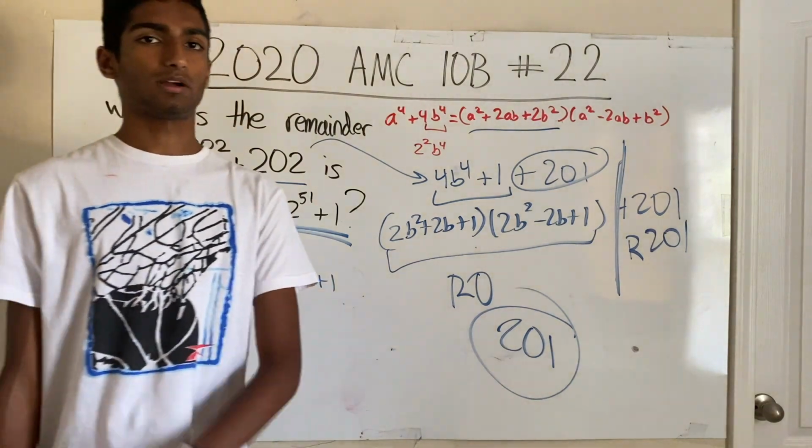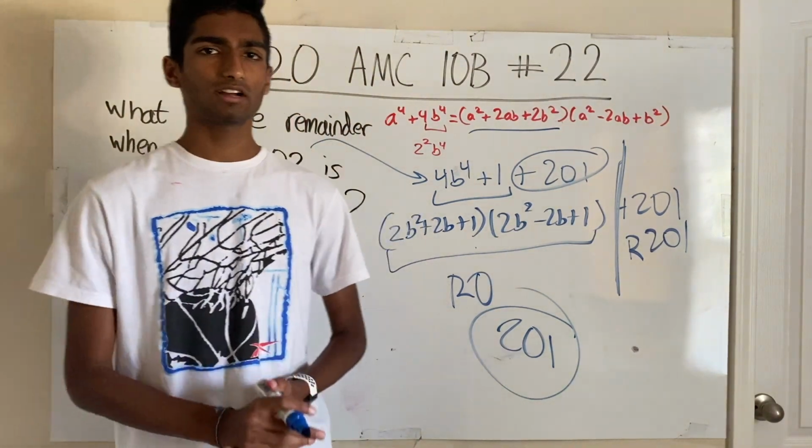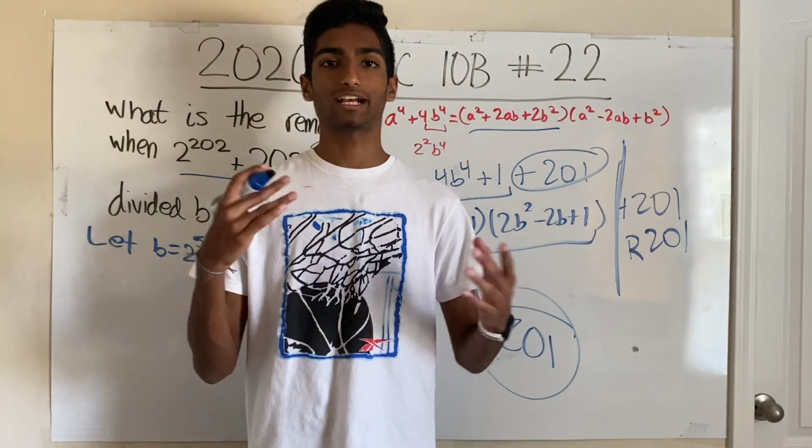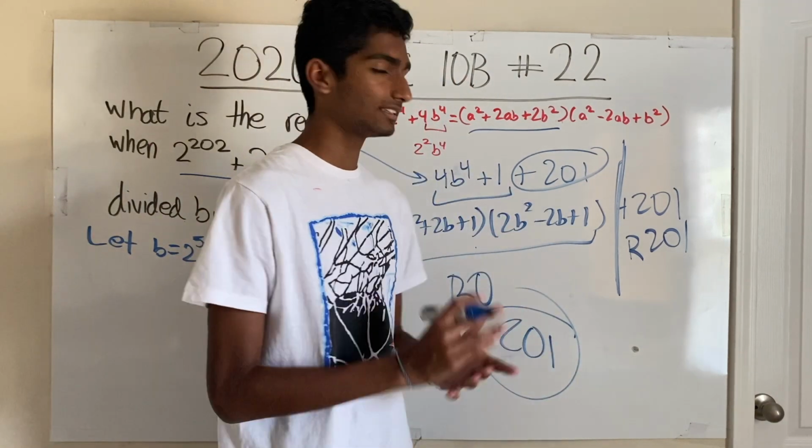And that's it for this problem. Now, if this problem is kind of complicated, go back in the video and rewatch how the Sophie-Germain identity was actually applied. But other than that, that's it for this video.